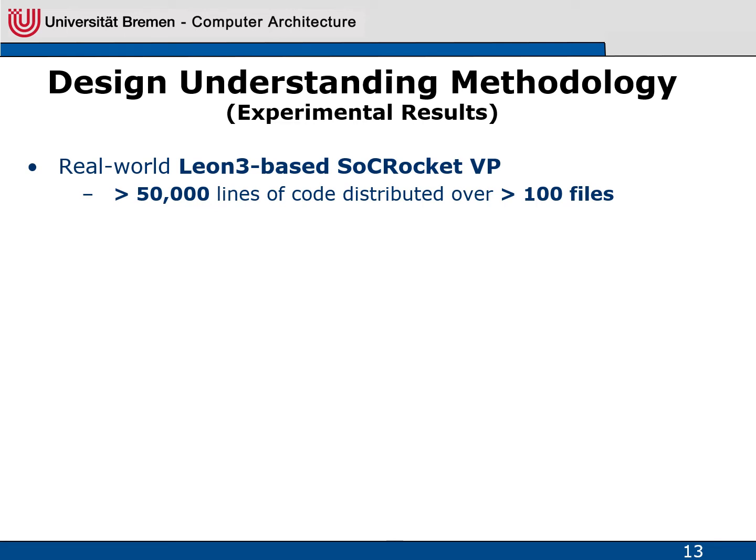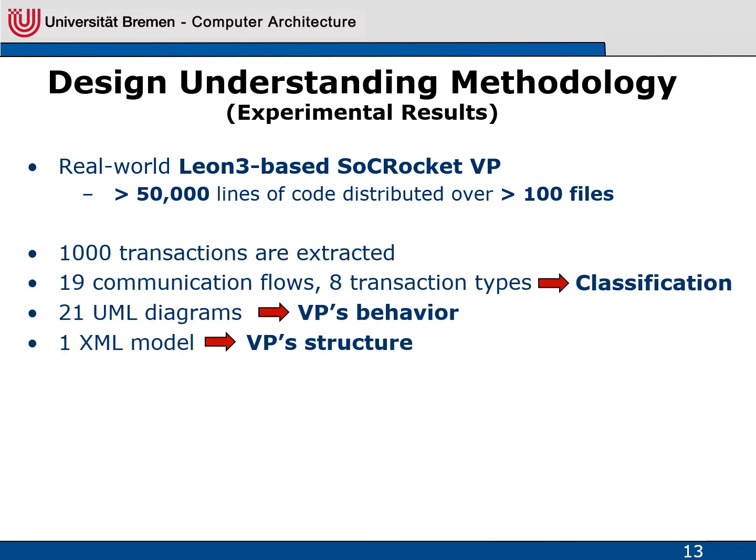3-based SoCRocket VP. The VP includes more than 50,000 lines of code distributed over more than 100 files. Our design understanding tool was able to extract 1,000 transactions, and the result of its data classification showed that the VP includes 19 unique communication flows where IP cores communicate with each other with 8 different types of transactions.